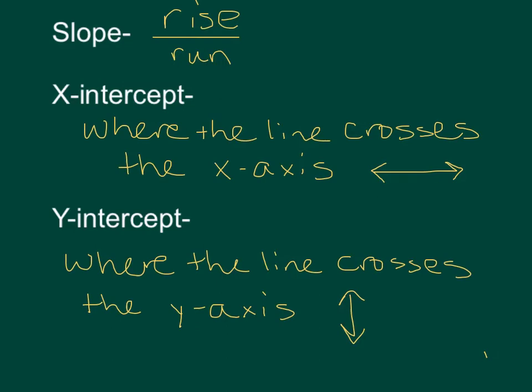Unit 3, Formative 1, Day 3. Today we're going to be talking about intercepts. Okay, here's a couple definitions for you. So slope, remember to find it from a graph, is rise over run.